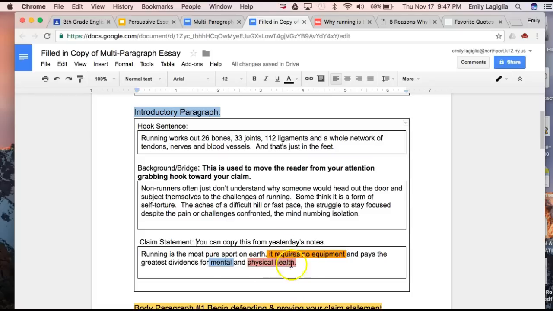And I've just highlighted here the topics I'm going to use for my body paragraphs. We'll do that in another video.